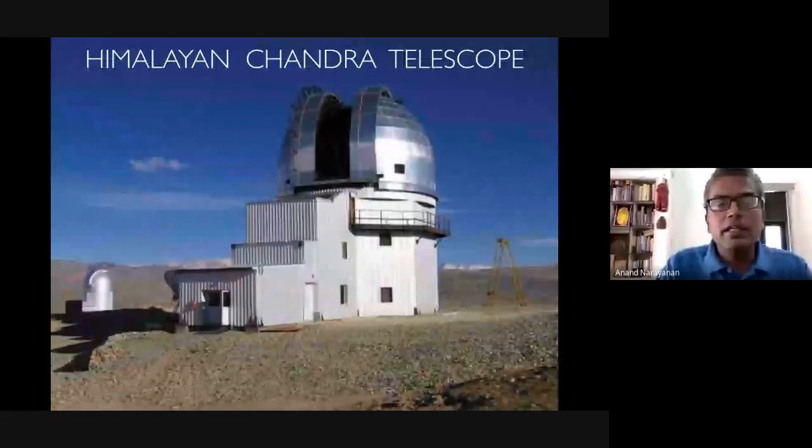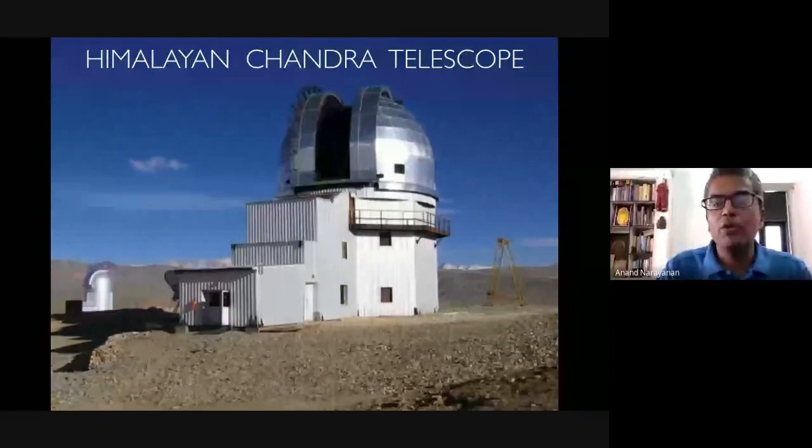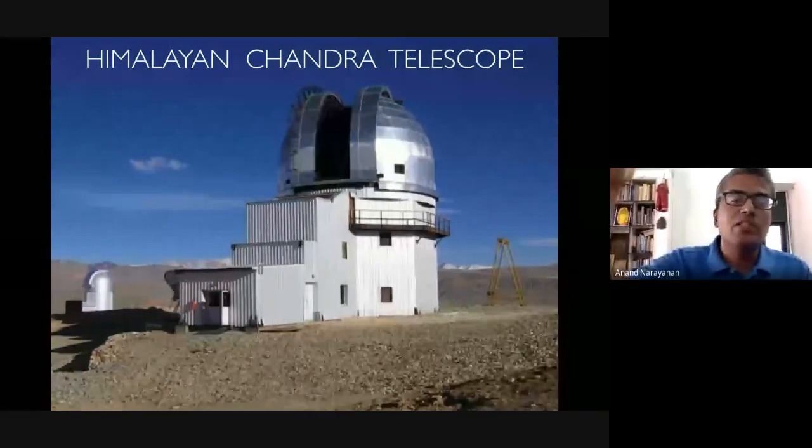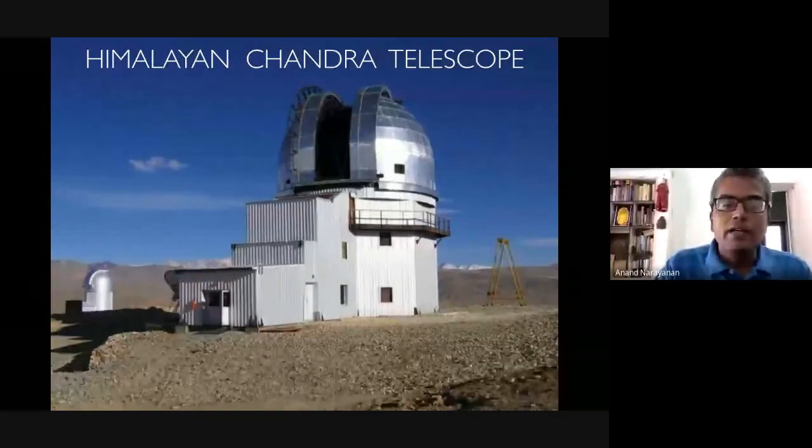This is the Himalayan Chandra telescope. In the previous photograph that I had shown of the night sky, this is the telescope that was there in the foreground. This is a telescope that is owned by India. It's owned and operated by the Indian Institute of Astrophysics in Bangalore. This telescope is situated in Ladakh, which is the northernmost part of India on the Himalayan mountain ranges. And it's on top of a mountain called Mount Saraswati.